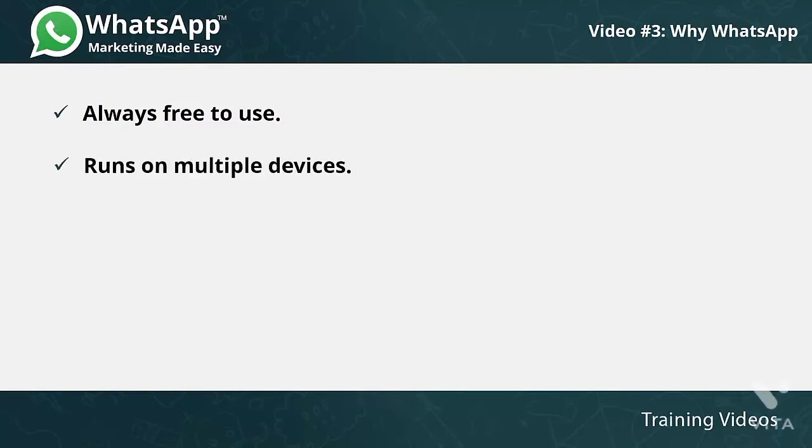Runs on multiple devices. WhatsApp works on iPhone, Android, BlackBerry, Windows Phone, and Nokia Symbian. It doesn't matter if you are using an iPhone and your friend is using an Android phone. As long as both of you have WhatsApp installed and an internet connection, you can chat without any limits. You can download the app by going to www.whatsapp.com/download from the web browser on your phone. If your device is supported, you will be directed to the correct download page for your device.